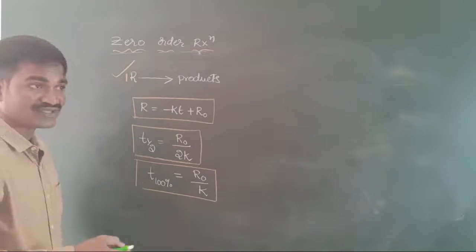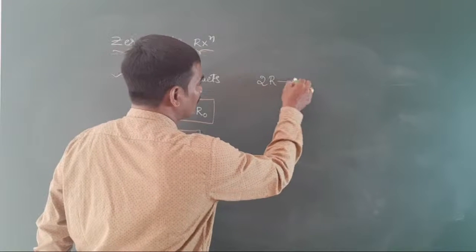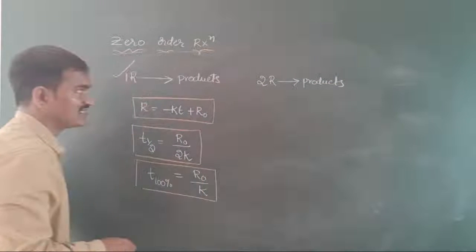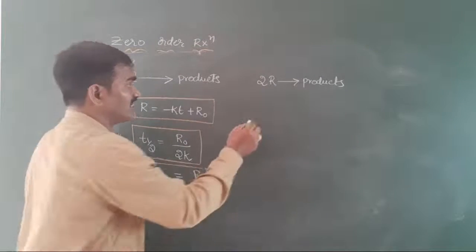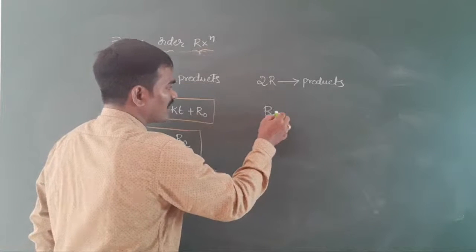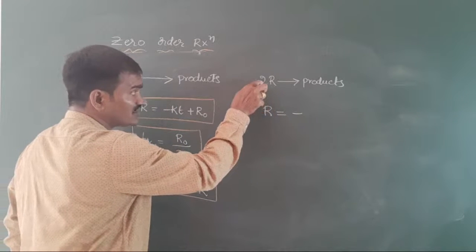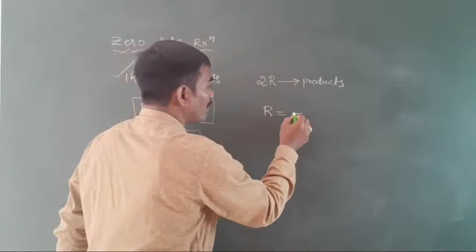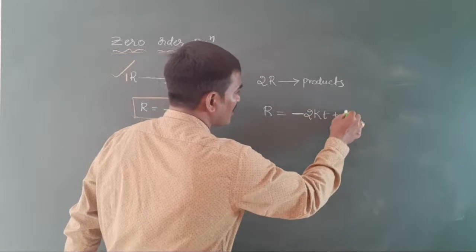But sometimes they may give it like this also. What is that? Here 2R gives products. It's a zero order reaction. They'll mention like this: for zero order reaction, 2R. If they mention 2R here, this rate equation will be changed. Here see, R is equal to minus, this 2 is there, no? With this 2 you have to multiply the k. So therefore minus of what? 2k should be taken: minus 2kt plus R naught.